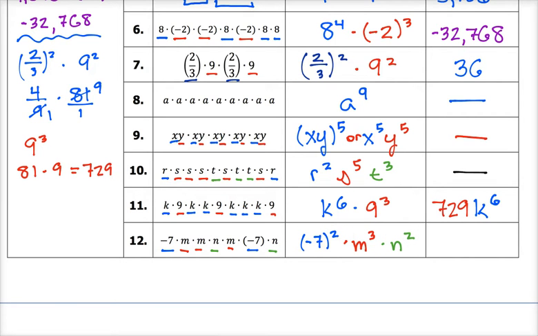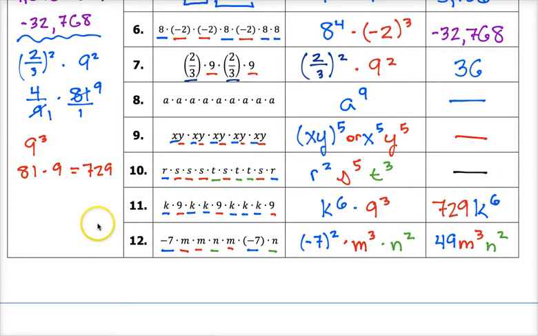Well, negative 7 times itself is going to give you a positive 49, so your value for this is 49 m to the 3rd power n to the 2nd power, or 49 m cubed n squared.